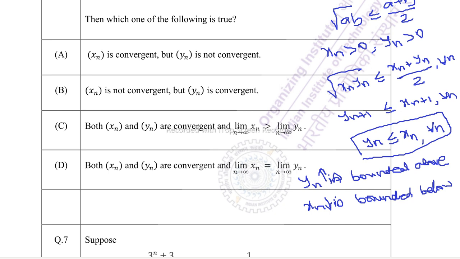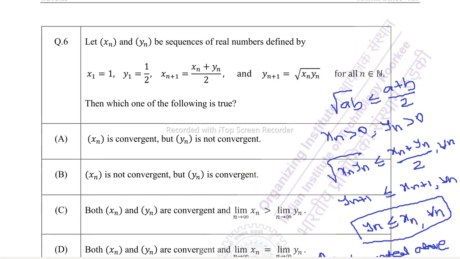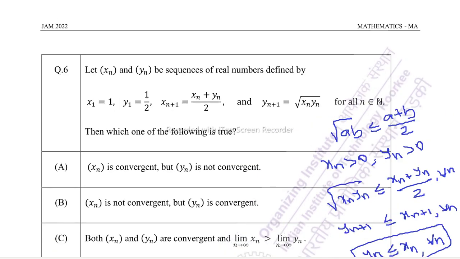Now we have to say what about the limit of these two sequences? Are both equal or strictly less? Suppose we know that both xn and yn are convergent. Look at this one: the right hand side xn plus 1 is a subsequence of xn. Therefore, assume that xn converges to x, and yn also converges. Therefore, assume that yn converges to y.